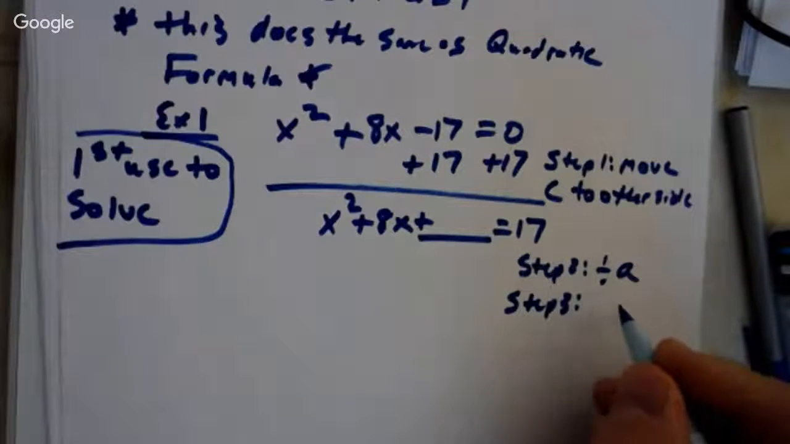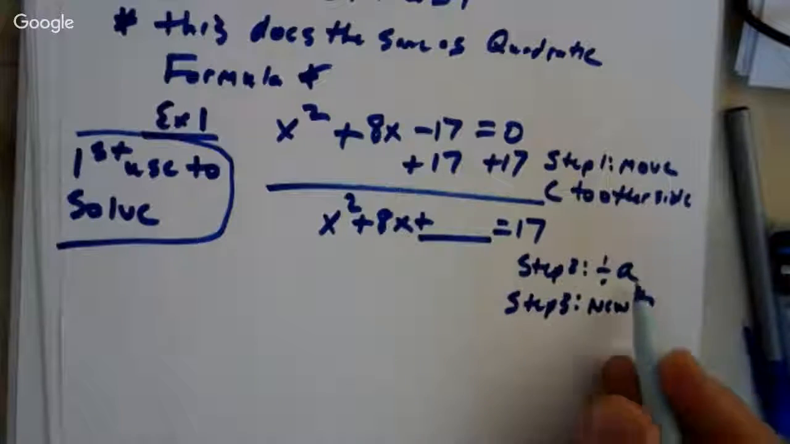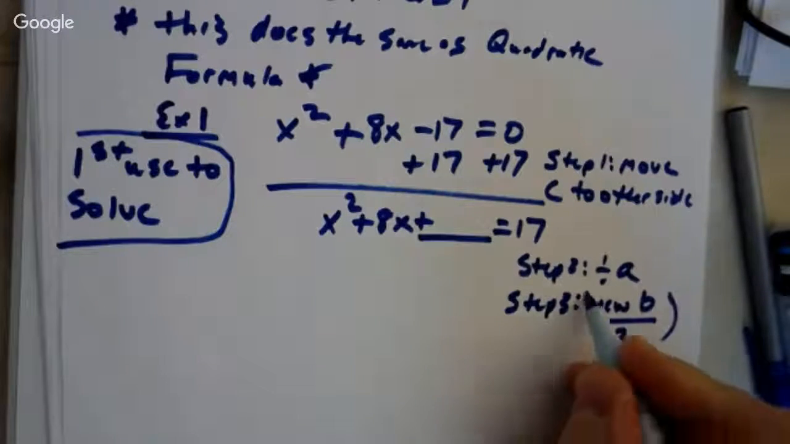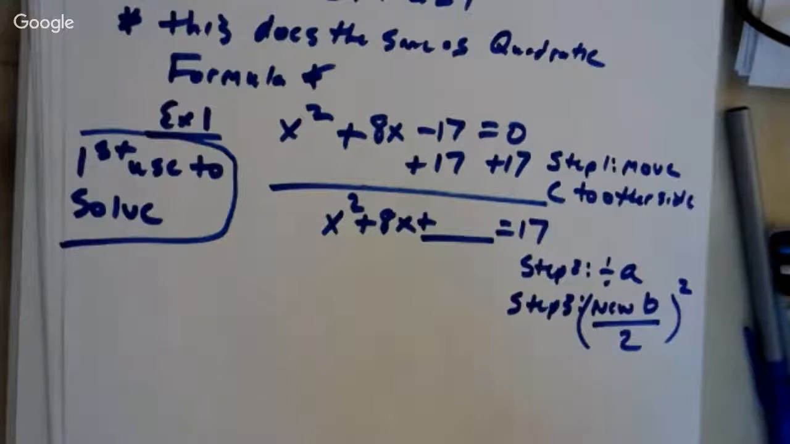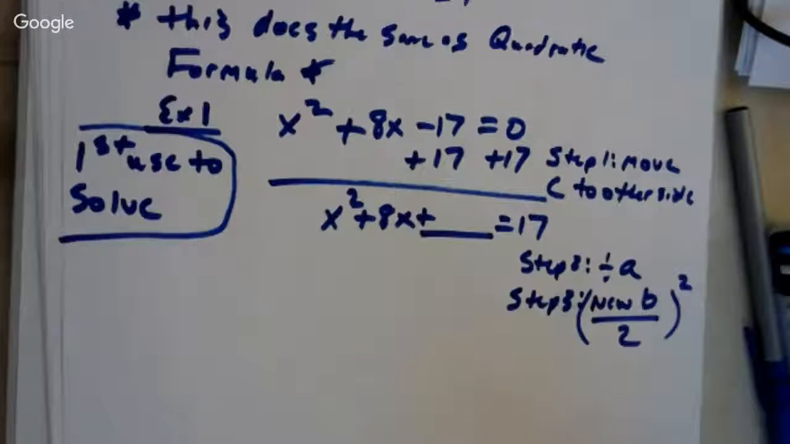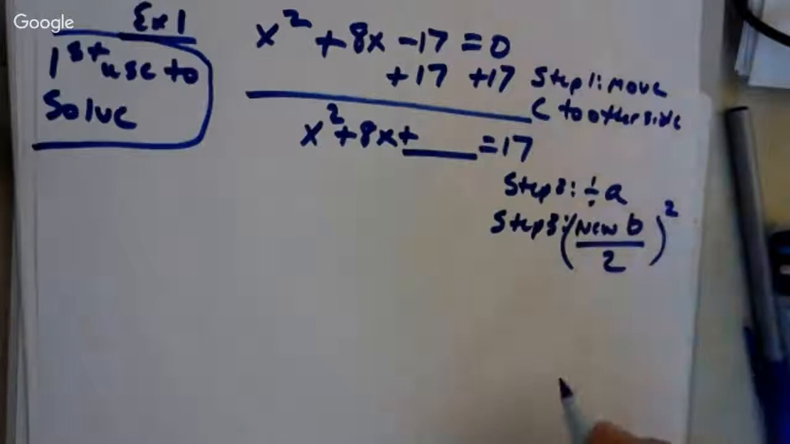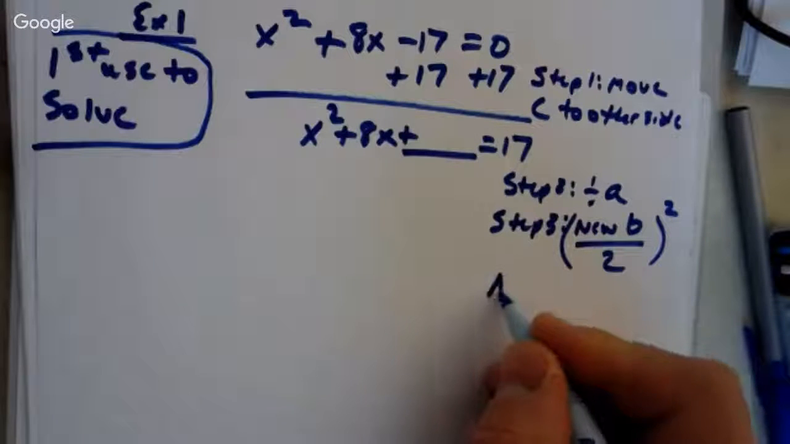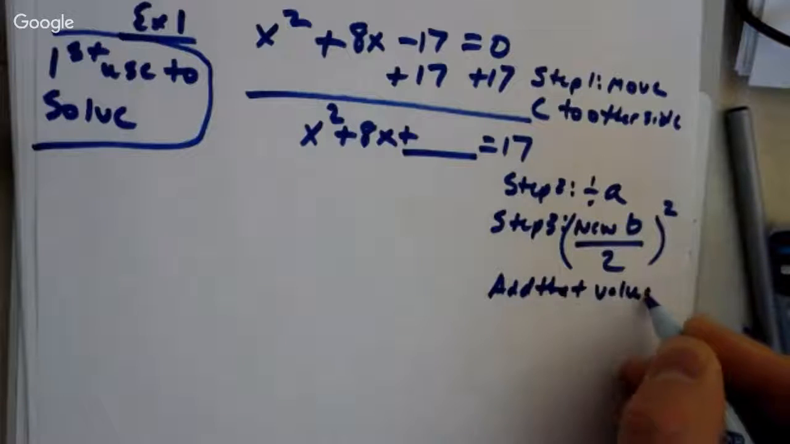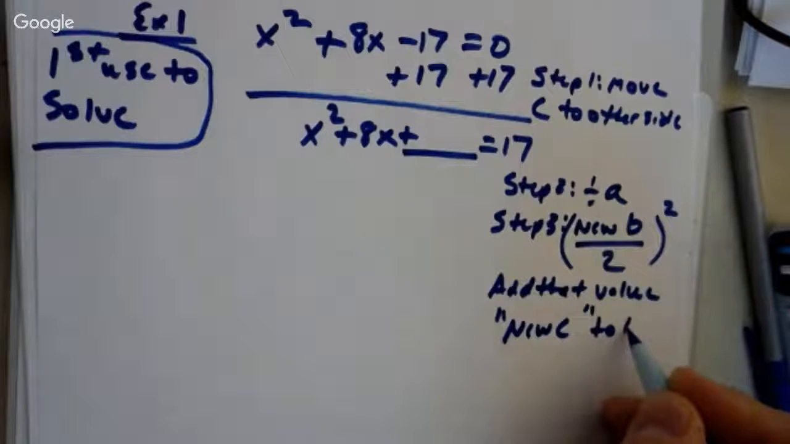Okay, step 3. I'm going to take whatever b is, and I'm going to call it the new b, because it's possible you would have divided it by a. I'm going to take the new b, I'm going to divide it by 2, and I'm going to square it. Why is it a new b? Because you possibly could have divided it by a. That's why I call it new b instead of old b. New b divided by 2, and I'm going to square it, and then I'm going to add that value, which I call new c, to both sides.